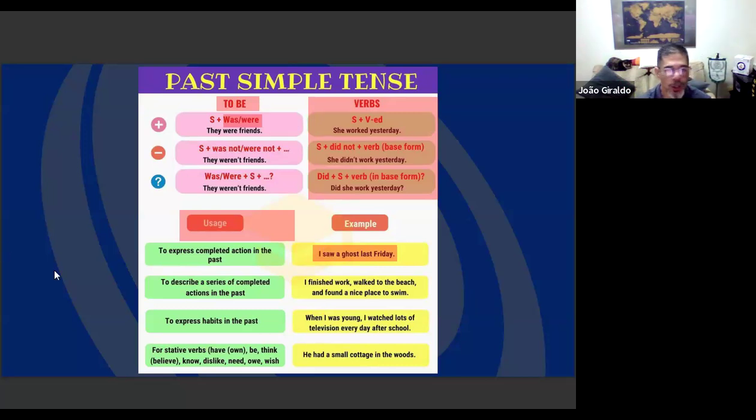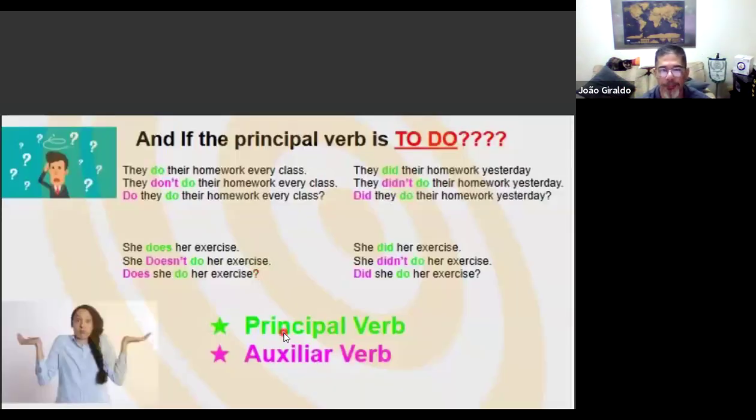Okay, guys? So continuing here, the next slide. Here is important: if the principal verb is the verb to do, a lot of people have problems. When your principal verb is the verb to do, people forget, people confuse. So let's get going. When our verb is the verb to do, for example, in the present: they do their homework every class.